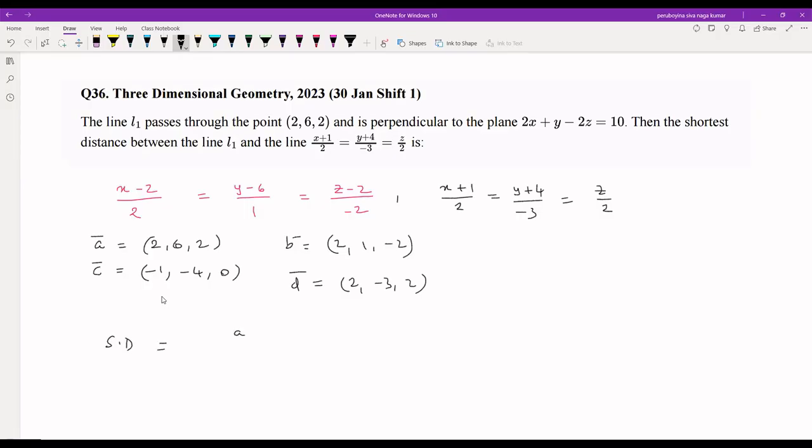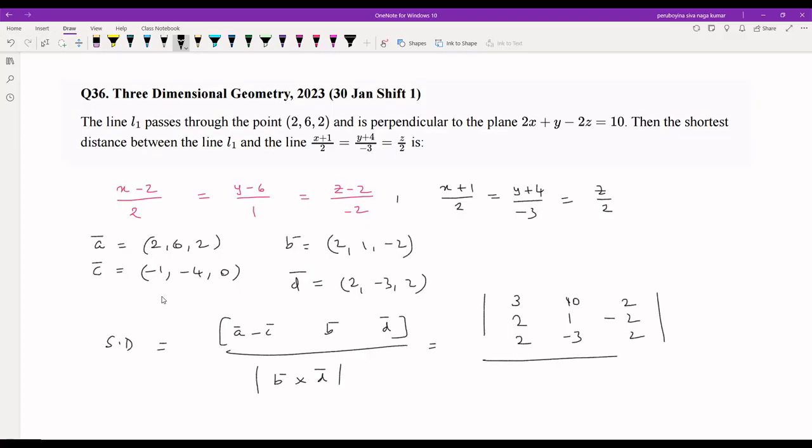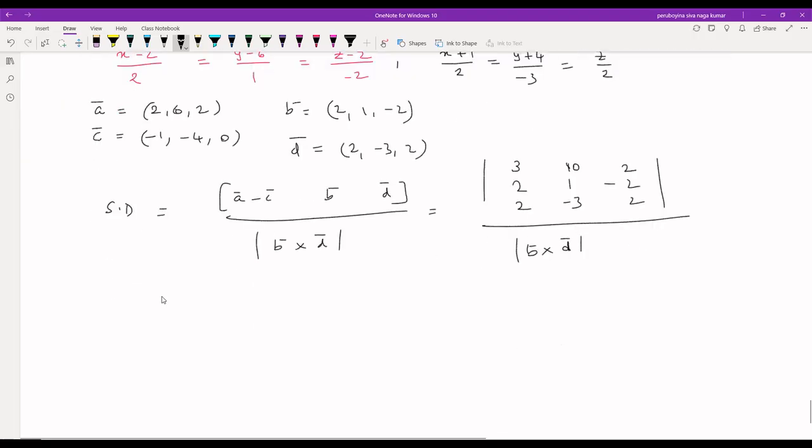Shortest distance is equal to the modulus of [a bar minus c bar, b bar, d bar] divided by the modulus of b bar cross d bar. A bar minus c bar is (3, 10, 2) minus (2, 2, 1)... divided by the magnitude of b bar cross d bar. Okay, we can get that.